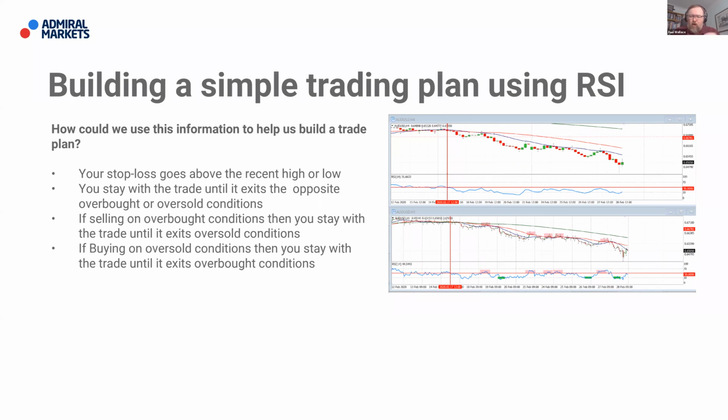So your stop loss would go above the recent high or the low, and I'll show you that in a moment. And you stay with the trade until it exits the opposite overbought or oversold conditions. I'm going to show you that on a chart. So if we have sold, then once price has risen to the oversold area on the execution chart, we would look to exit our trade. That means if you're selling on overbought conditions, you stay with the trade until it exits oversold conditions. Or if you're buying on oversold conditions, you stay with the trade until it exits overbought conditions.